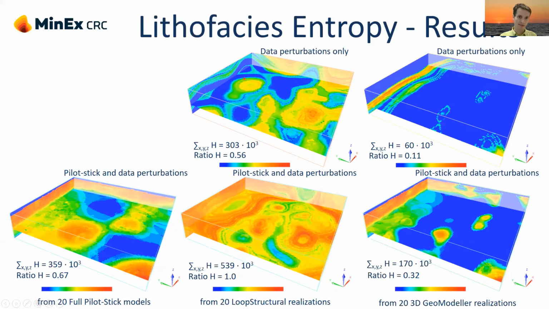But what we can see also is that geological uncertainty varies a lot between modeling engines. If we look at the total entropy over the volume, we see that we have maximum values for Loop structural realizations in any situation. If we compute the ratio of total entropy, which is total entropy for a given scenario divided by the maximum total entropy that can be obtained, we have a ratio of 1 in this situation, for Loop structural realizations using pilot stick and data perturbations. Here we have 2/3 of this level of entropy, here 1/3.